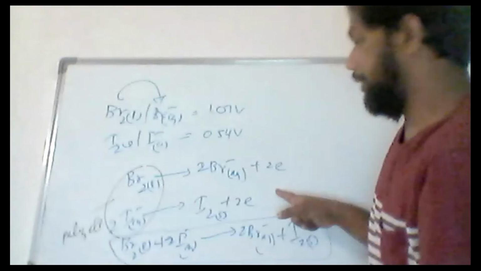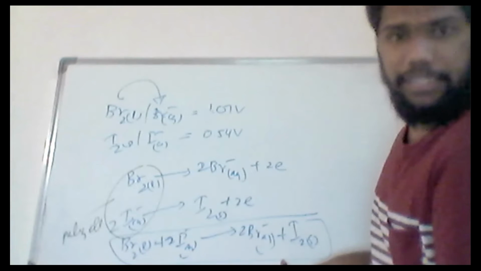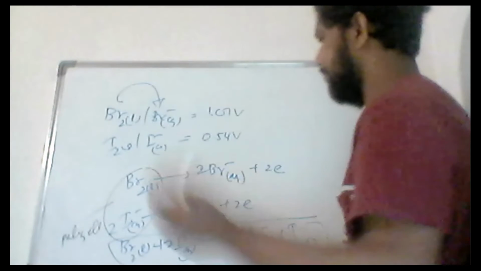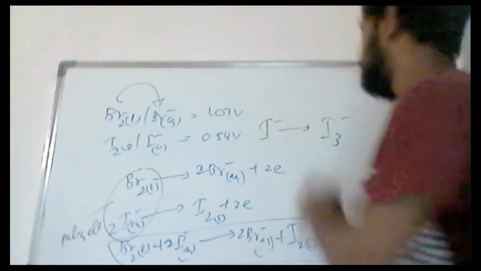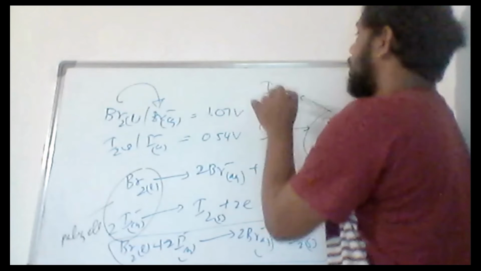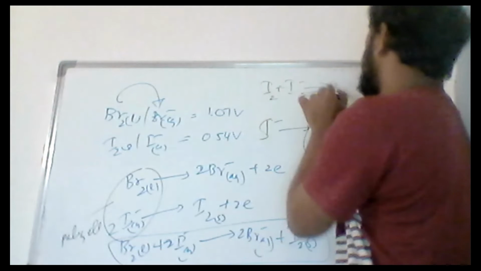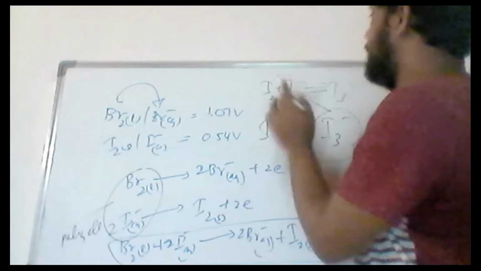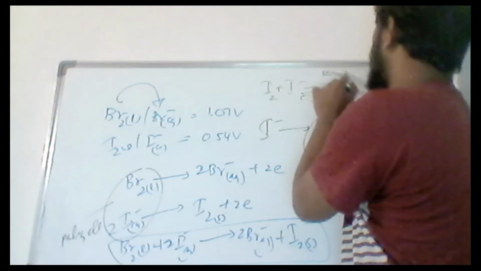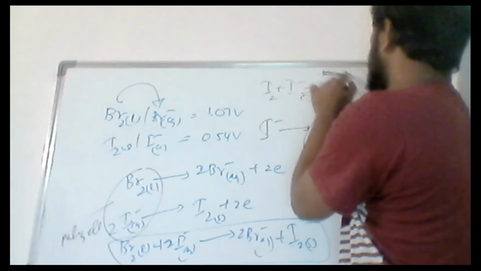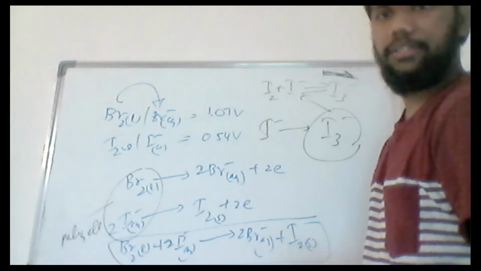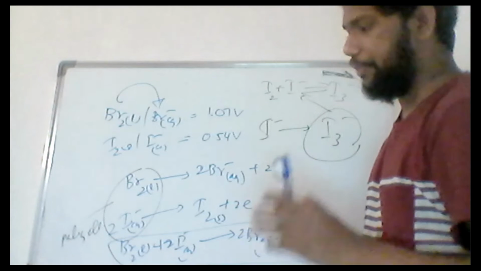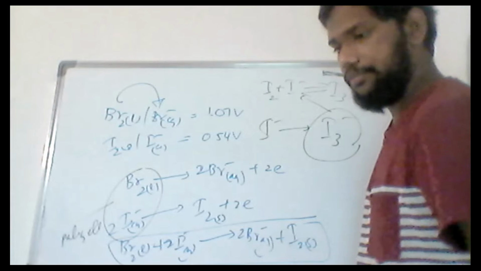But for this particular question, it is enough writing this. If you want, you can write I minus giving I3 minus, because within I3 minus you have I2 plus I minus in equilibrium, and this equilibrium is more or less shifted towards the right hand direction. Try to remember about that. But for the reaction, this one is enough.